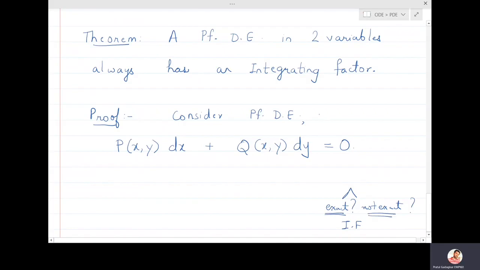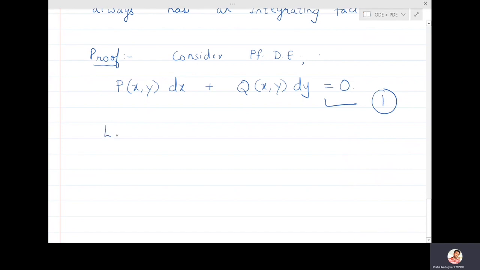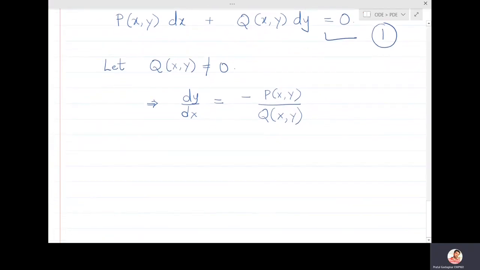What will happen if this Pfaffian differential equation is exact, and what will happen if it is not exact? Let me call this equation 1. Before looking at exactness and non-exactness, let Q(x,y) be not equal to 0, otherwise the differential equation becomes trivial. I want to divide by Q. So dy by dx from the above equation 1 can be written as minus P(x,y) upon Q(x,y). If P is non-zero, you can do the same for dx by dy equal to minus Q upon P.